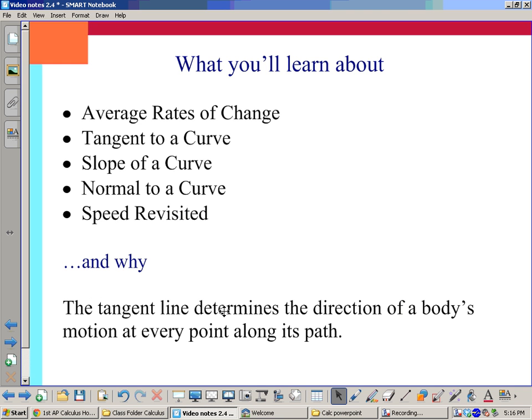The tangent line determines the direction of a body's motion at every point along its path. So our tangent line that we're going to be referring to today is a very important part of calculus. It helps us determine the rate of change.